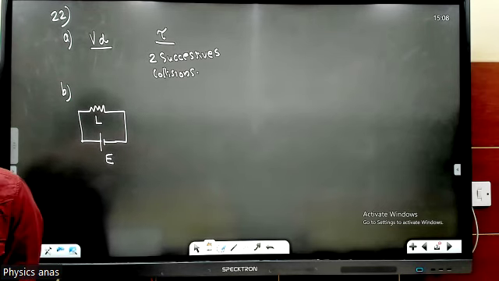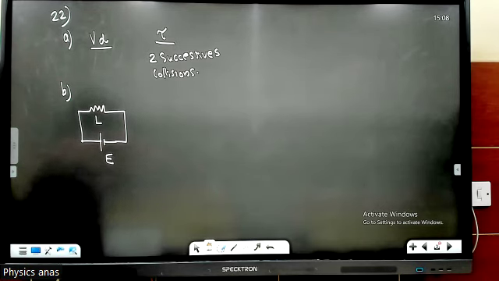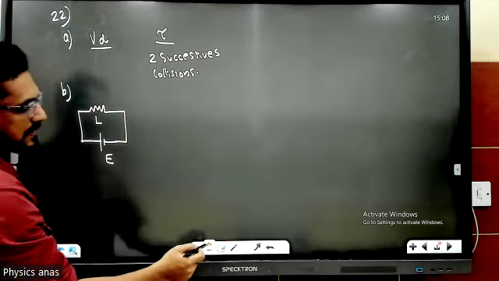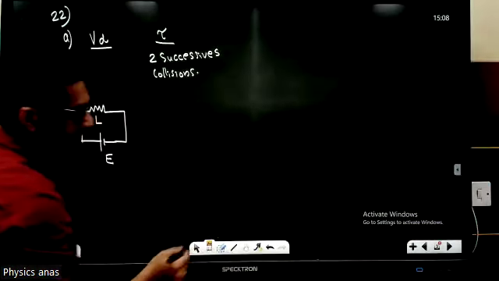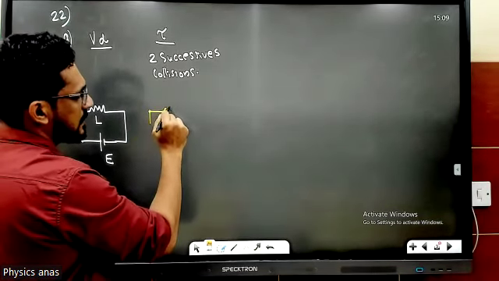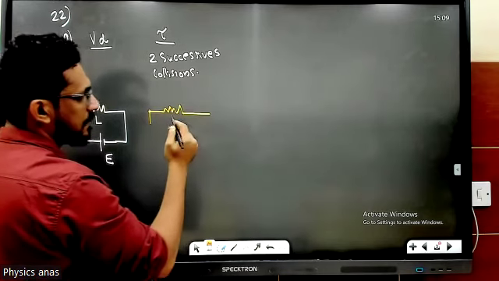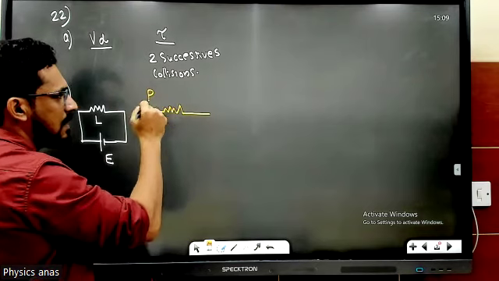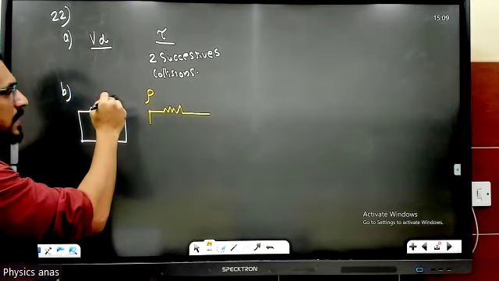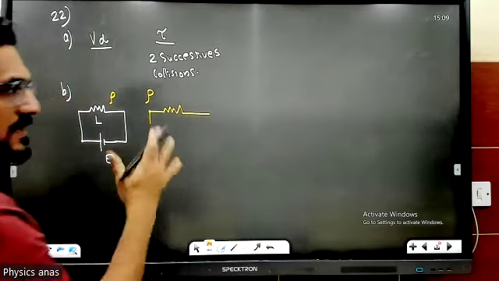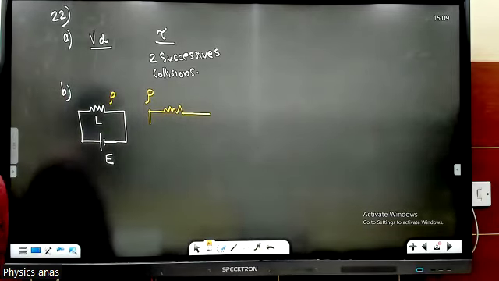If the conductor is replaced by another of the same material, this conductor is now replaced with another of the same material. The same material means the conductor has the same rho. Rho is the same in both cases. Material is not changing, so the resistivity will be the same.